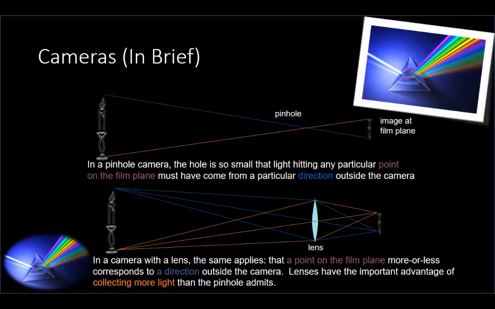And so you end up getting an image that is actually inverted from what you're seeing. Now, in a camera with a lens, when you take pictures, even with your phone, the same thing applies. A point on the film plane more or less corresponds to a direction outside the camera, and lenses have the important advantage of collecting more light than the pinhole does. But again, you see an image that is inverted from what you think you see outside of that.